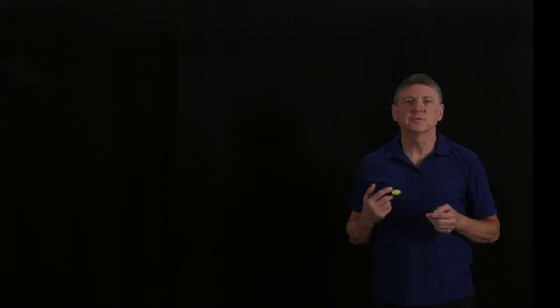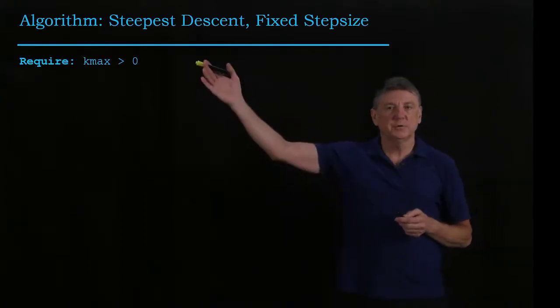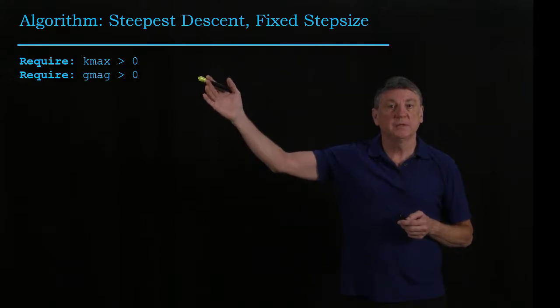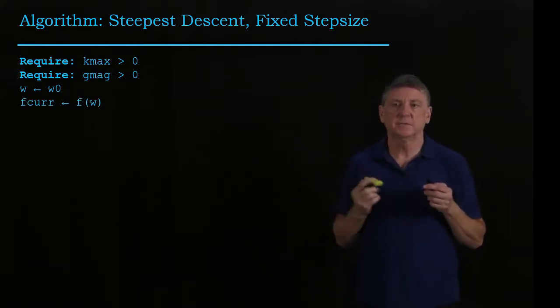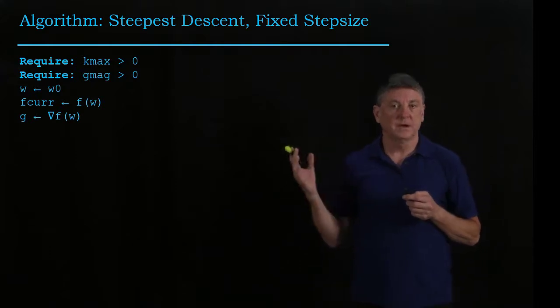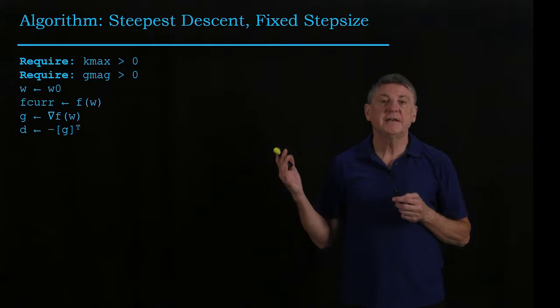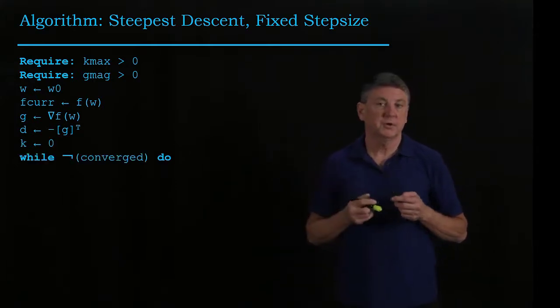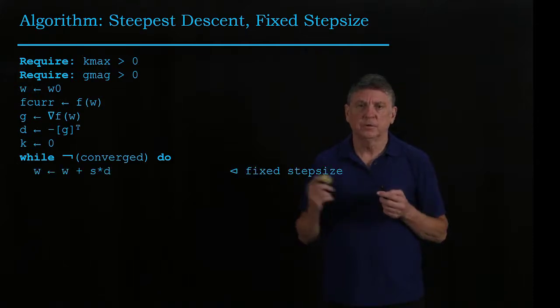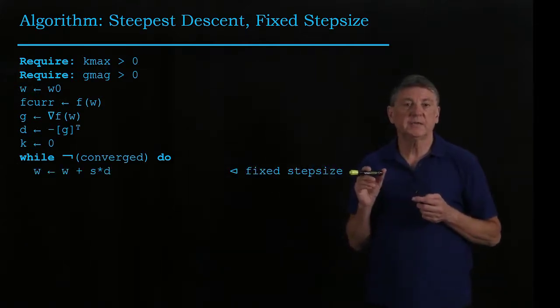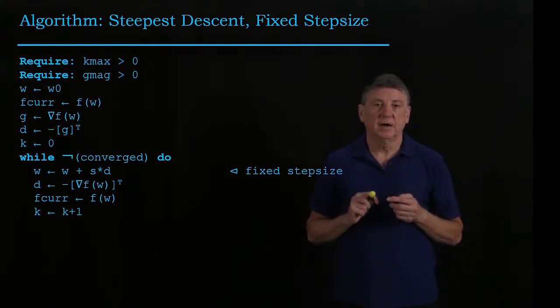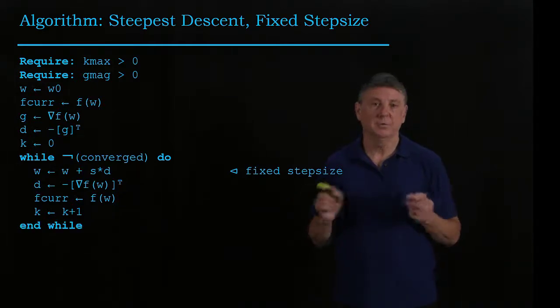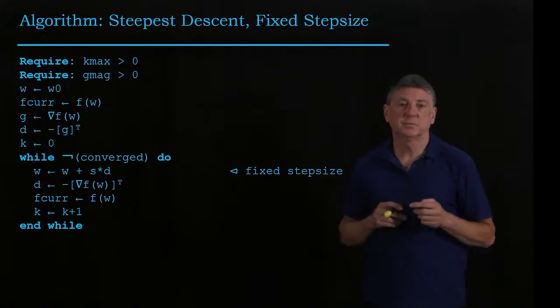Now let's go through an algorithm for steepest descent with a fixed step size. We'll require the user to provide us with a maximum iteration number and with a limit on the gradient magnitude that they'll accept. We'll initialize our estimate to their first estimate. We'll note what the current function value is. We'll find the gradient, and we'll set the descent direction to be the negative transpose of that gradient one-form. We'll start off at iteration 0. While we haven't converged, we'll use a fixed step size update on the current estimate of the minimizer. We'll recompute the descent direction. We'll reset the current function value. We'll update our iteration variable, and we're done. So this is a very straightforward and simple implementation.